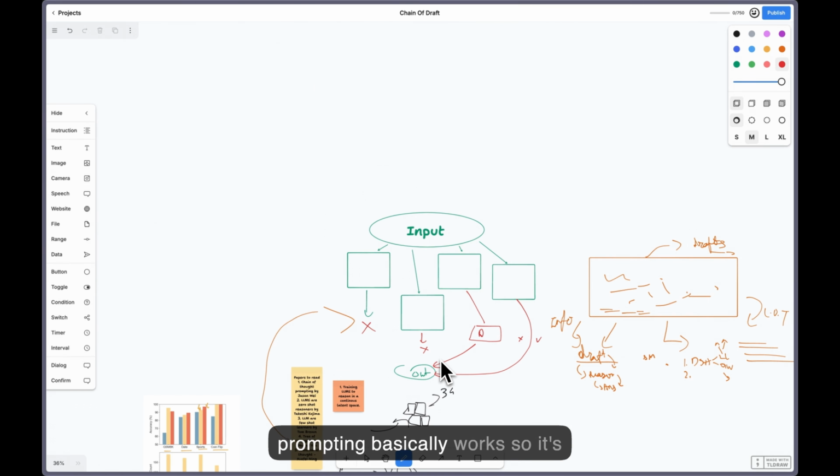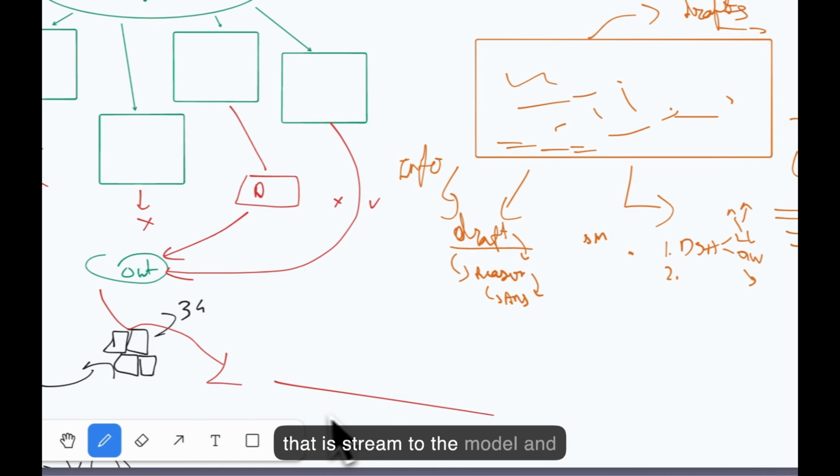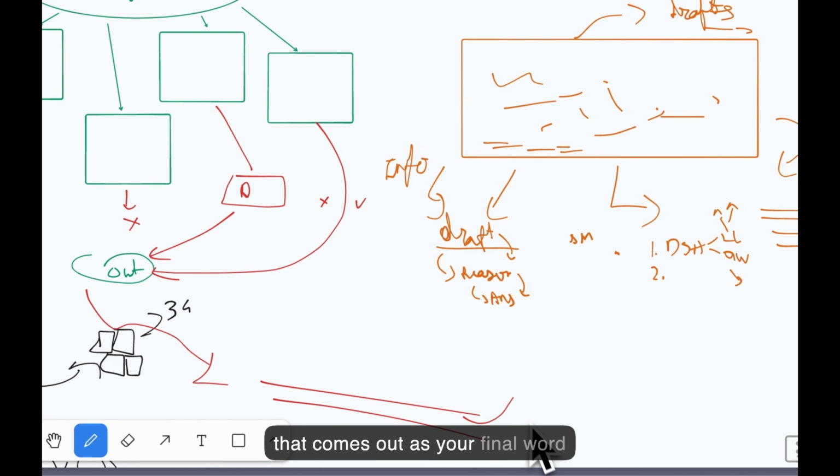So it's essentially like the data structure trees, where it's used for decision making process, where it's exploring them, and then finally it comes to the output, and you get the output in token streams, and that is streamed to the model, and that comes out as your final word output which you get.